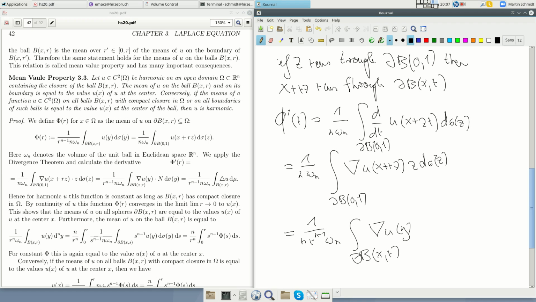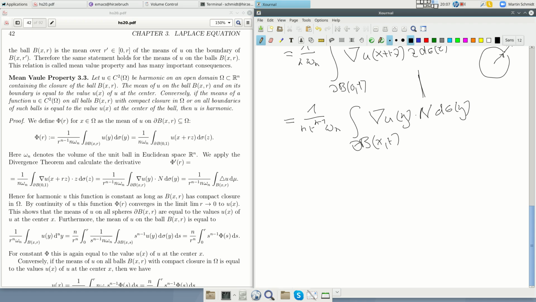But this vector z, since if we have here this ball, then this vector z, this is just this vector. If we put it here, it's just the outer normal and it's normalized. So we may write it as the outer normal ν, d sigma of y. This is the outer normal ν. Okay, so these vectors are equal.